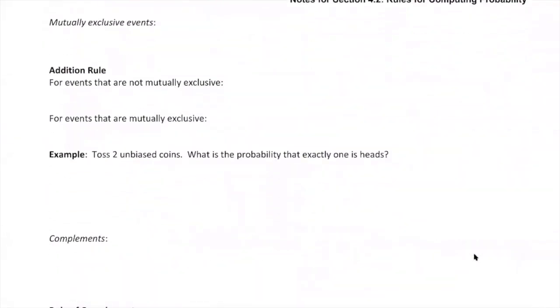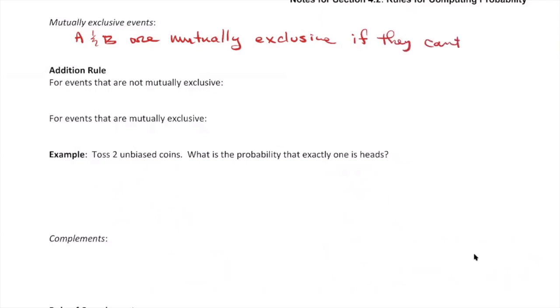All right, let's slide on down. A couple more rules here. First of all, mutually exclusive events has to be defined. So A and B are mutually exclusive if they can't both happen in an experiment. I'll say in one experiment. Whatever your experiment is.